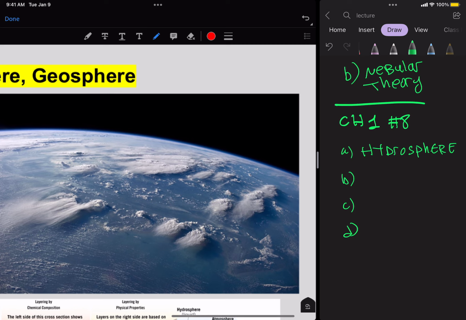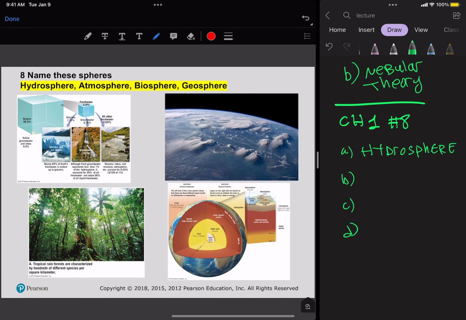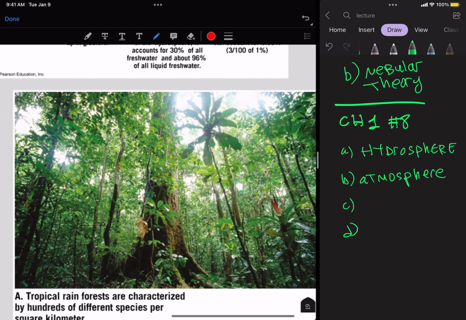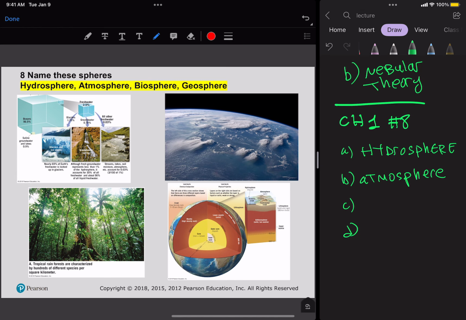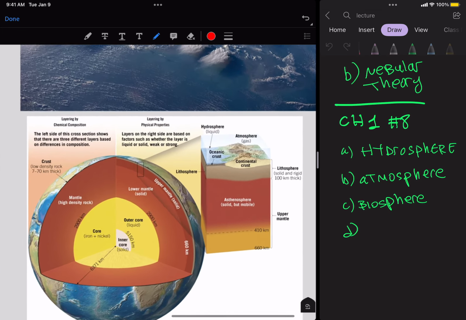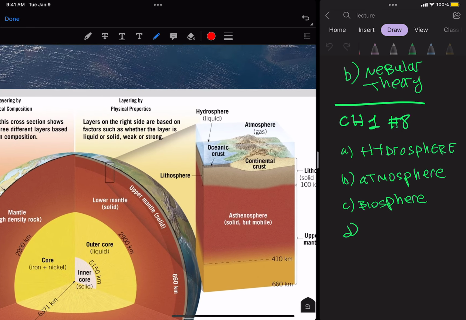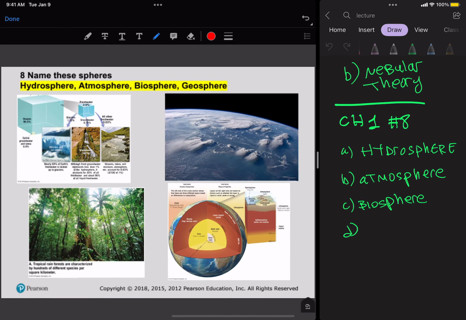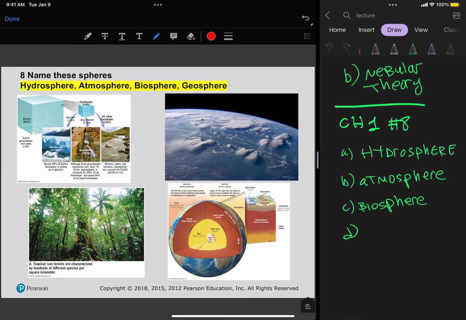The second one, you see these clouds here. That's the atmosphere, which is all of Earth's gases. And here you see living things. So this is the biosphere, all of Earth's living things. And the next one here, you see the Earth and its interior, and you see mountains and rocks. So this is the geosphere, which is all of Earth's rocks.